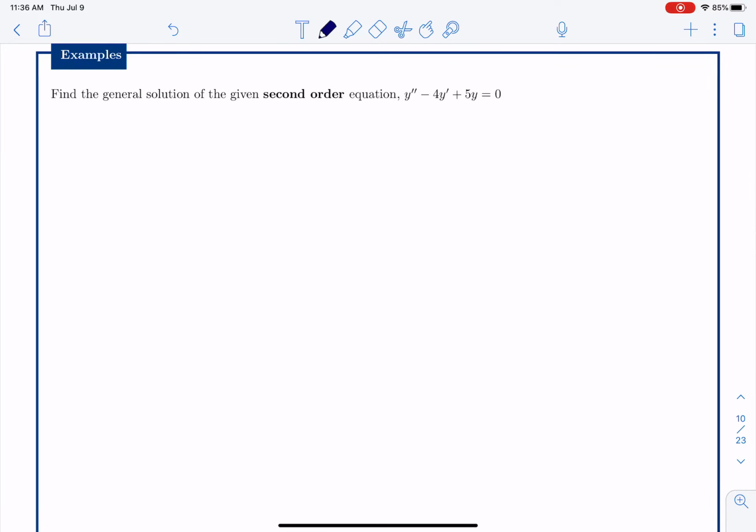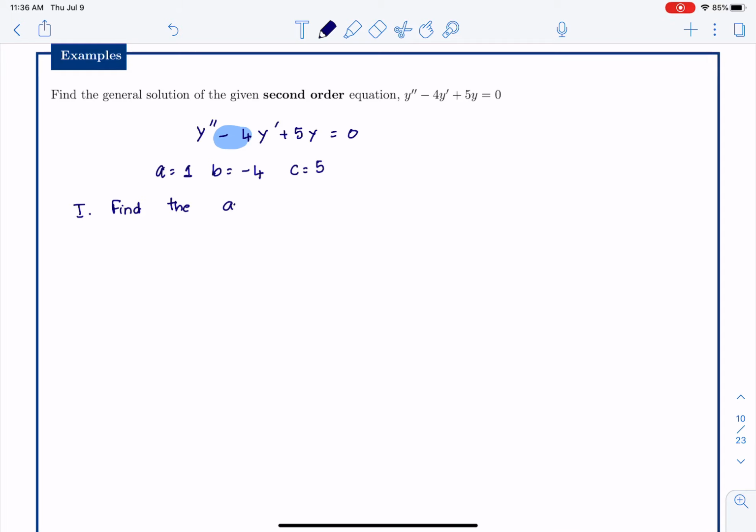Second order equations are typically easier to solve because we only have to find two roots, and we can either use factoring or quadratic formula to find the roots. So here we have y double prime minus 4y prime plus 5y equal to 0. So a is 1, b is negative 4, and c is 5.